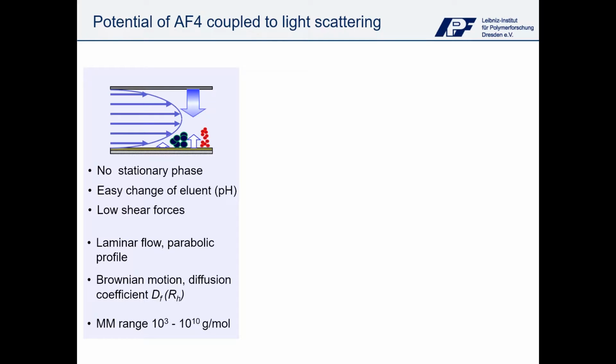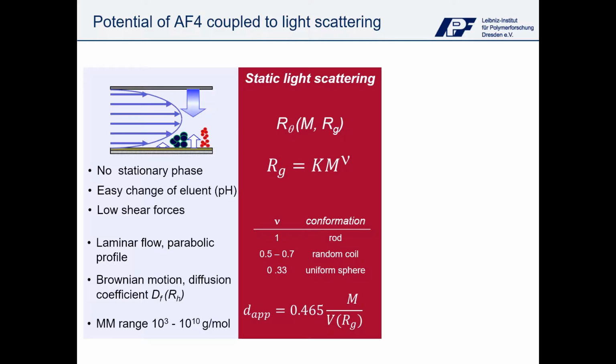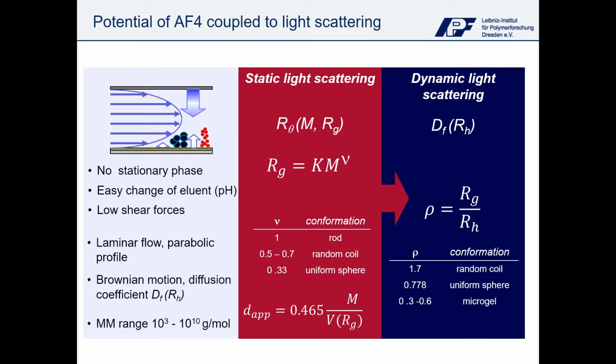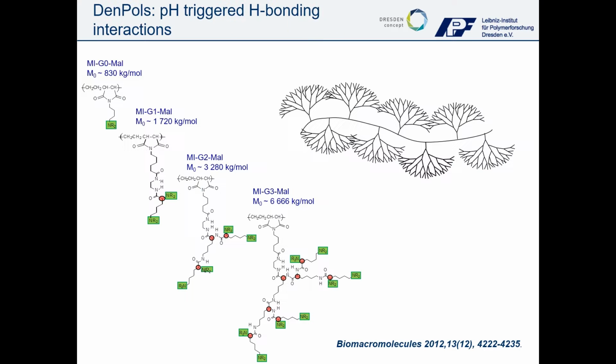This means that asymmetric flow field-flow fractionation has to be coupled to static light scattering detection and also to dynamic light scattering detection in order to obtain our conformation parameters in terms of scaling exponent, as well as the rho parameter.